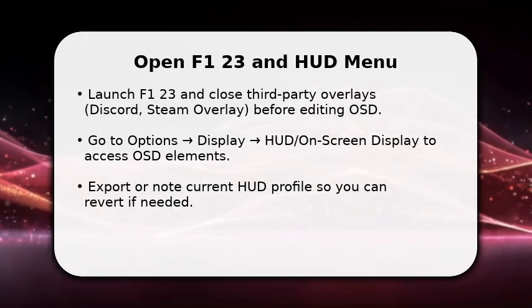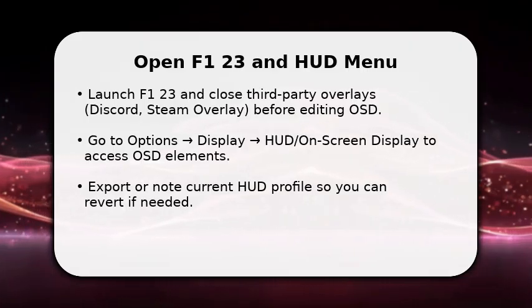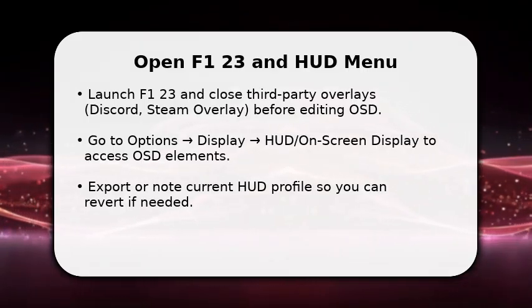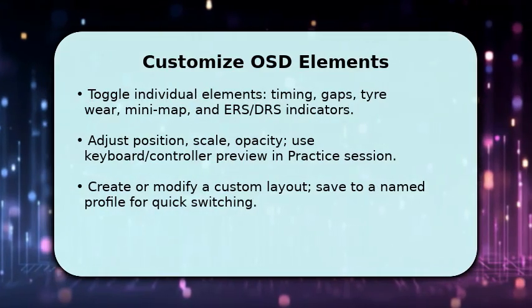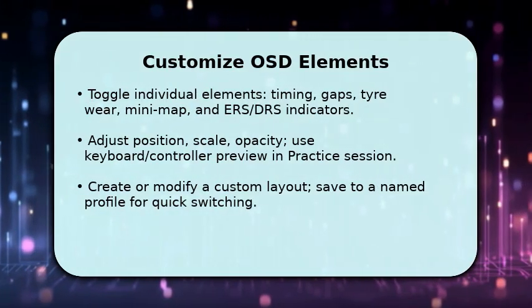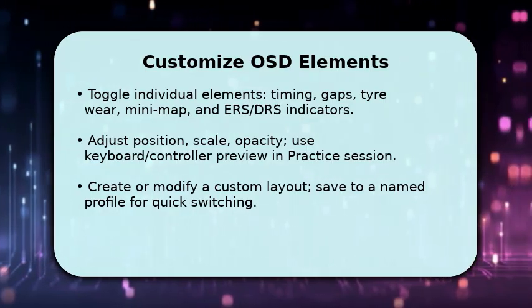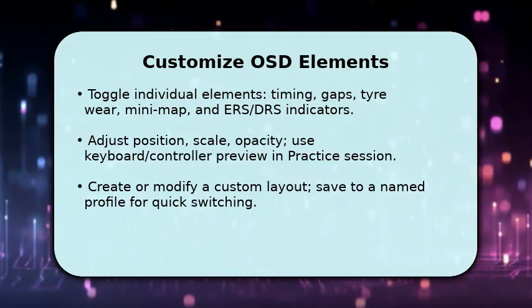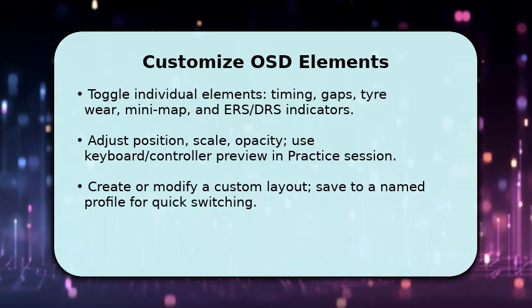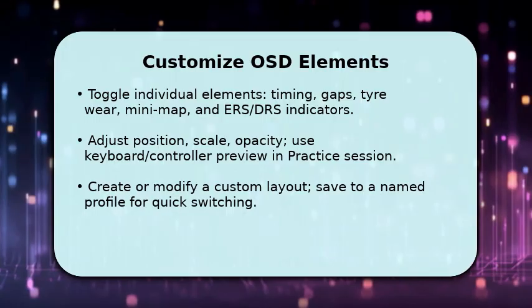You're doing this to control clutter and telemetry accuracy, so keep the focus on removing distractions and preparing the UI for the next steps. Once in the HUD editor, focus on which OSD elements you need: timing, gaps, tire data, minimap, and ERS/DRS. You should adjust position, scale, and opacity so nothing overlaps critical view lines. Lower opacity for background telemetry to reduce distraction.